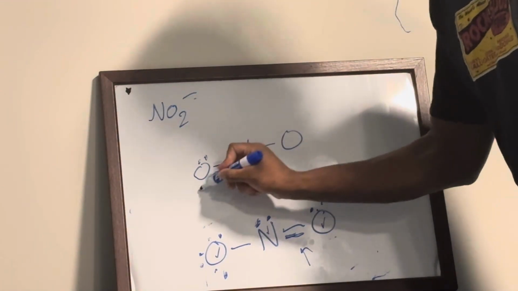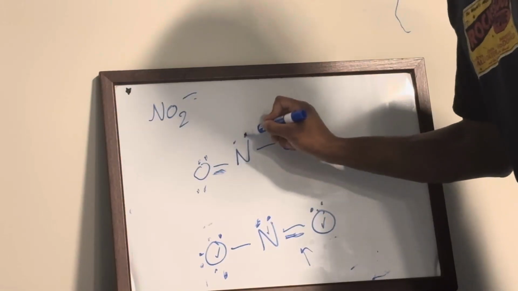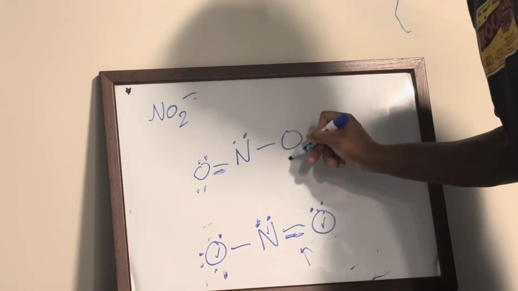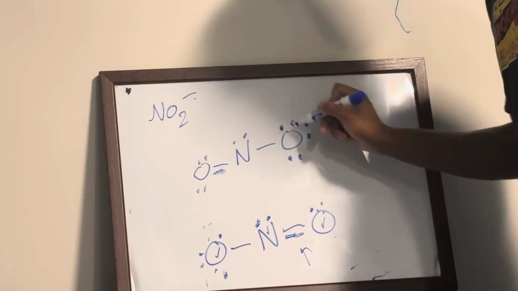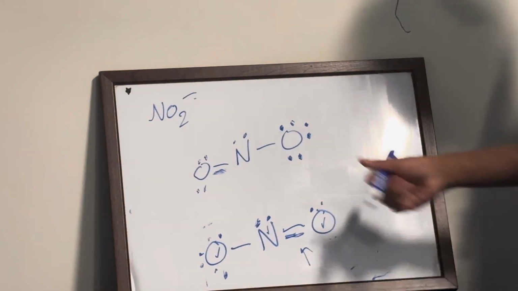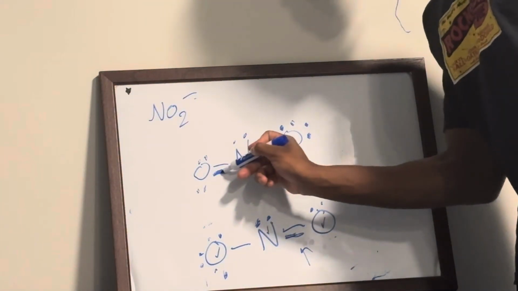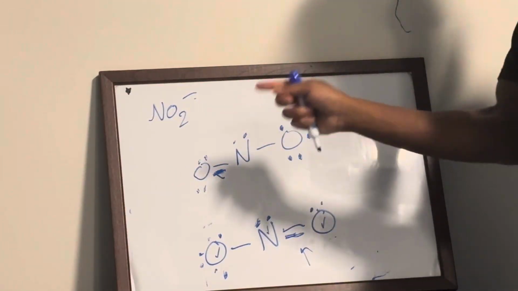And this still has 8 electrons. This still has 8. This still has 8. This still has 8. So it still completes the octet rule. It's a resonance structure because it could go on both sides, right?